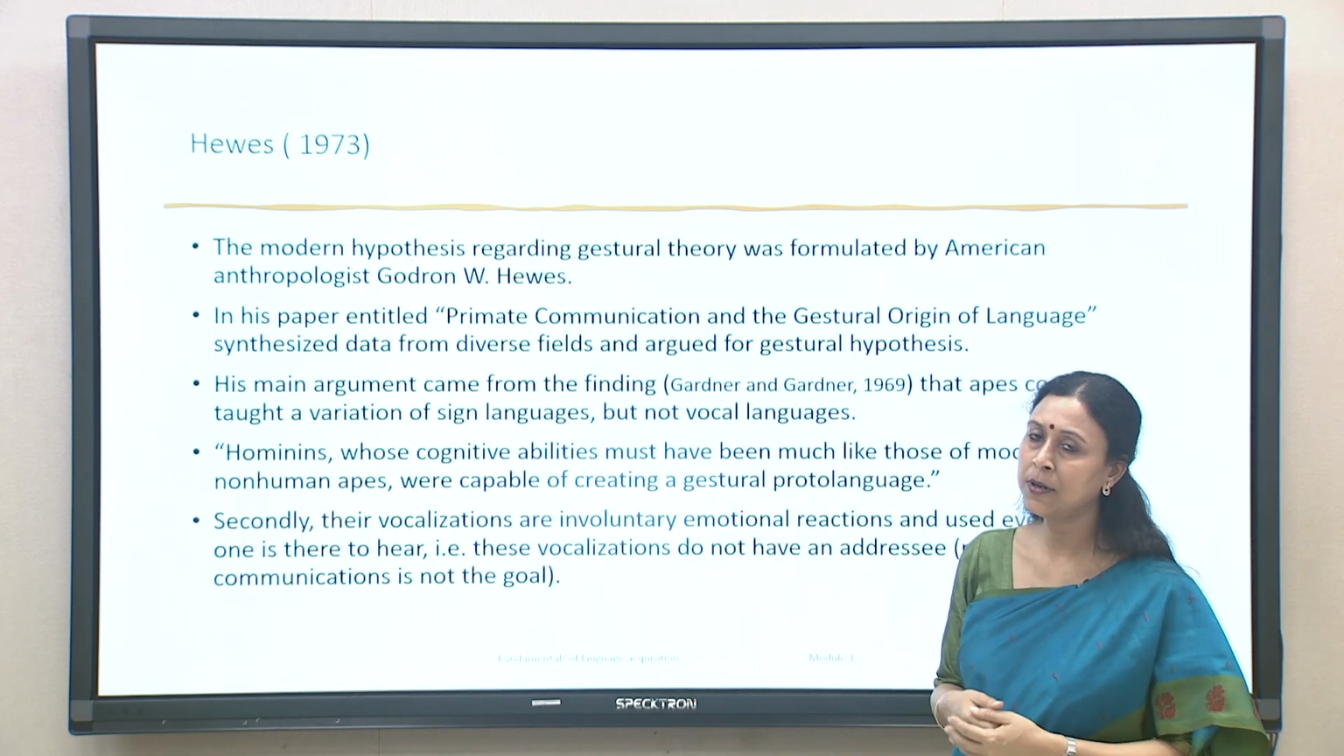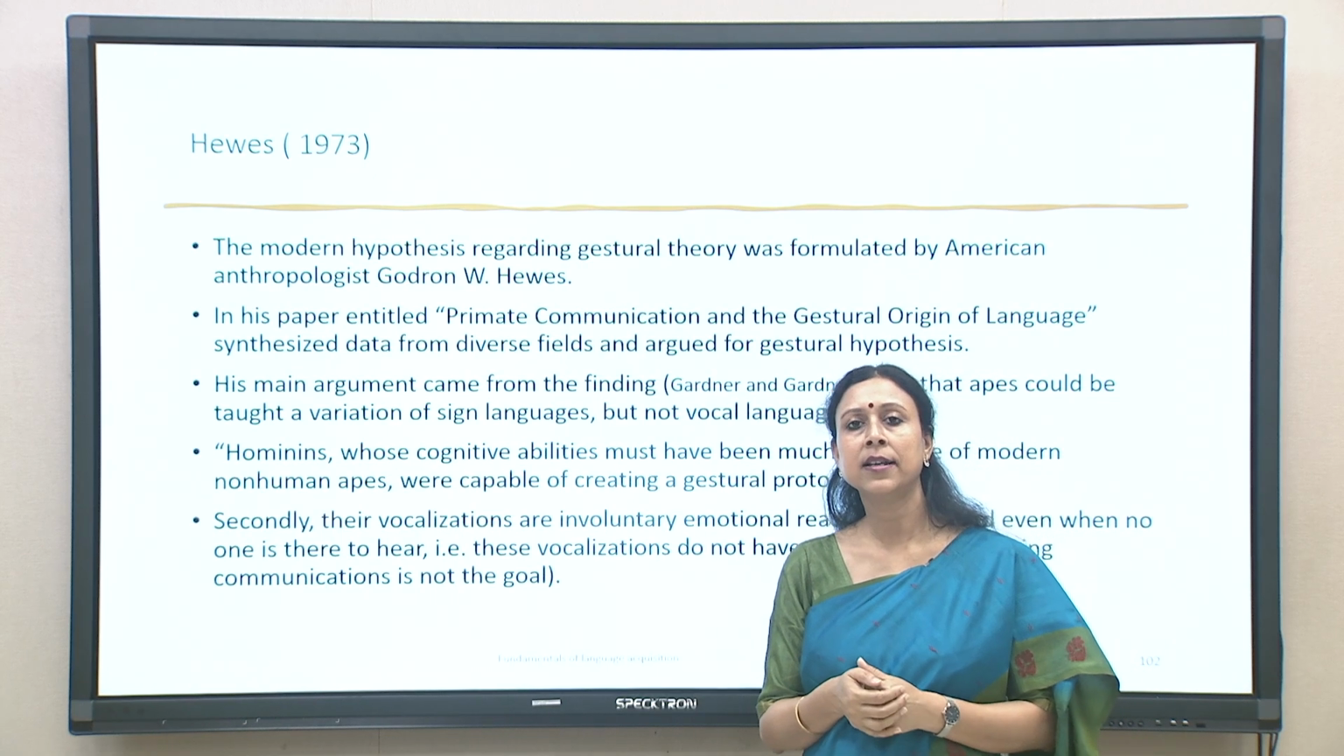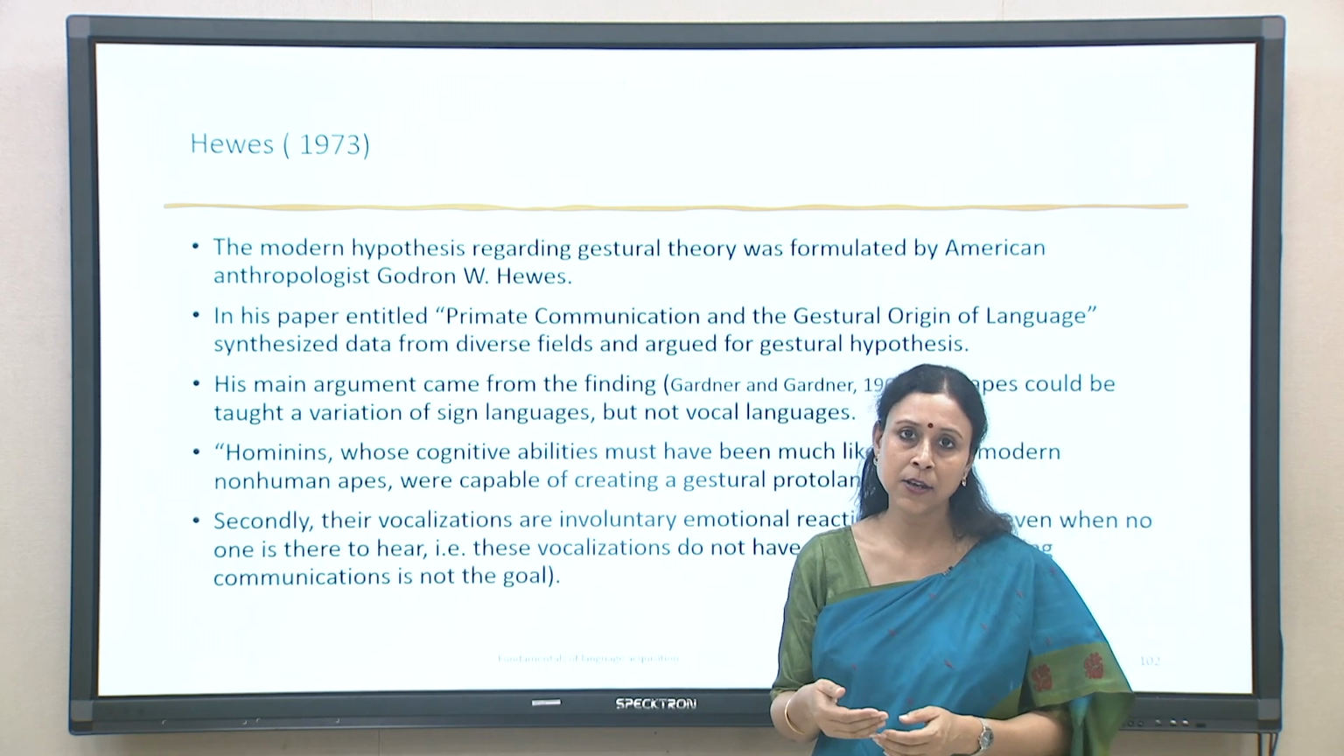Now, let us look at a couple of them, the most important ones. So, here we will talk about Hewes first. The modern hypothesis regarding gestural theory was formulated by American anthropologist Hewes. His very popular, very well known paper, which is called Primate Communication and the Gestural Origin of Language, synthesized data from a diverse number of fields and argued for the gestural hypothesis. Around the time when his theory came out, we already had some amount of studies carried out on the higher primates and how they could be taught various kinds of sign language and so on and so forth.